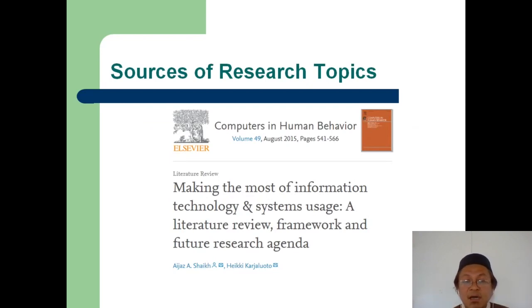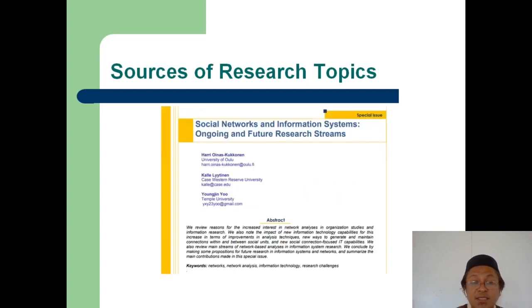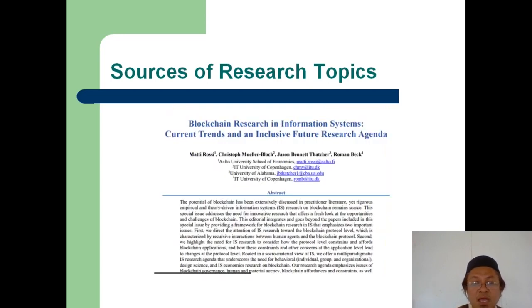Okay, just another example here, making the most of information technology and system usage, a literature review framework and future research agenda. So this author is actually suggesting how and what the researcher can be focusing on for future studies. Okay, another example here, social network and information system, ongoing and future research streams. Okay, a good article you should be reading. These are a few that I randomly picked from the Google search. Actually, there are thousands. I'm just giving examples where you can see the words future research appearing in the title.